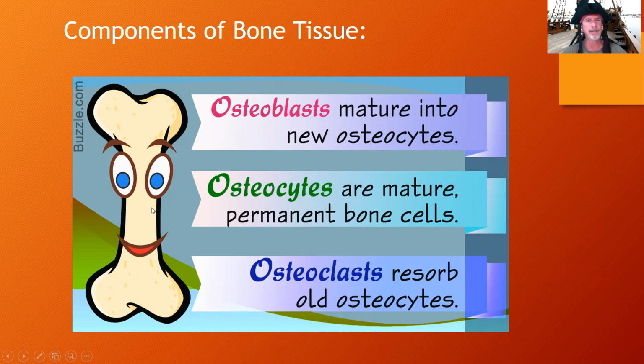osteoblasts. The osteoblasts are the cells that mature. These guys create new bone tissue, basically. And then they become osteocytes, which become the actual fibrous tissue of the bone. But there are osteoclasts, which break down old bone tissue.